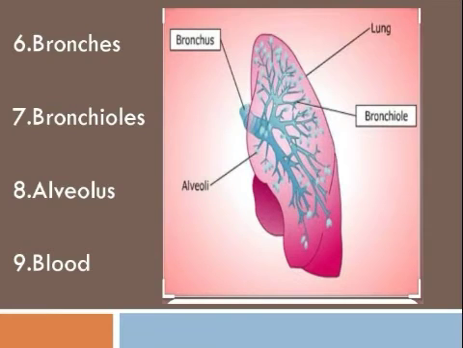The next one is bronchioles. Each bronchus is further divided into smaller and smaller branches called bronchioles. Bronchioles are thin tubes in the air conduction system within the lungs that are continuous with the bronchi and connect to the alveoli.